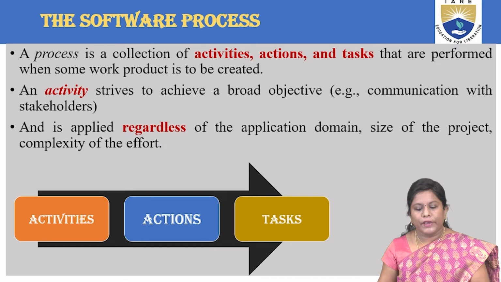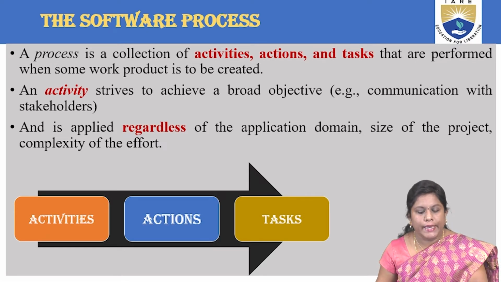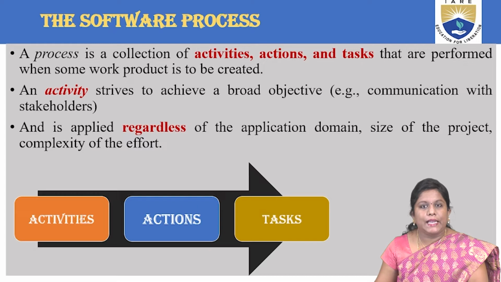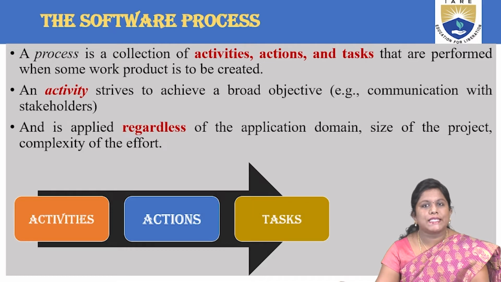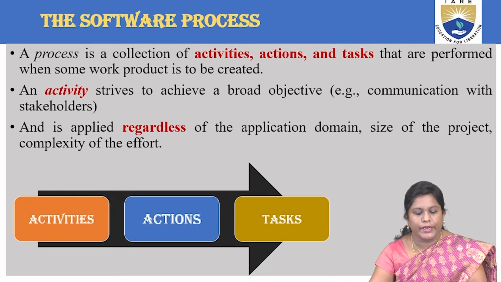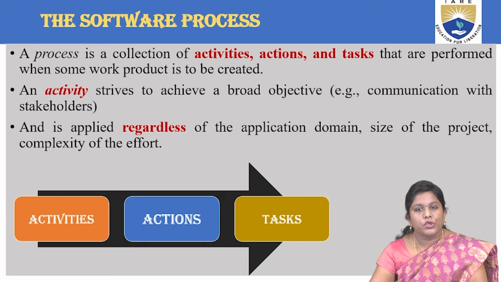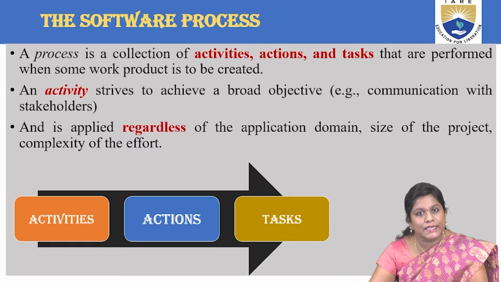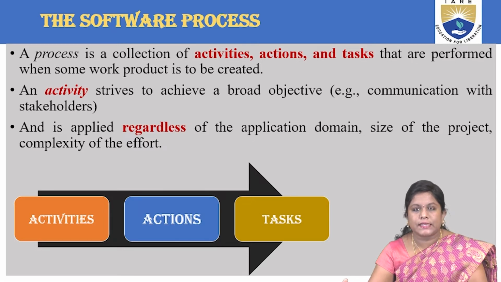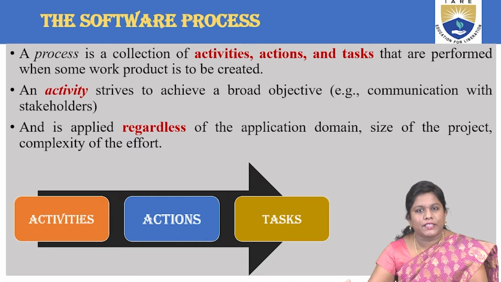Right. So moving to the software process, it is told that it is a collection of activities, actions, and tasks that are performed when some work product is to be created. So what does this mean? So whenever you are given a task for creation of a product, we are including it with few activities and actions performed on the activities that are specified and the tasks related to that specific activity.